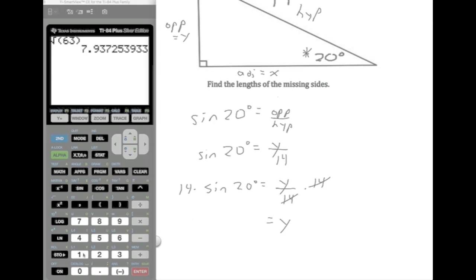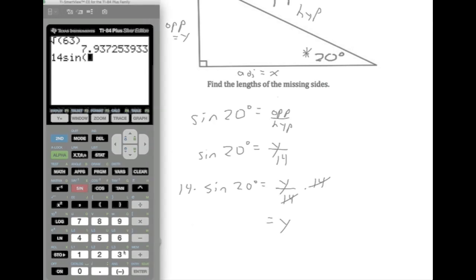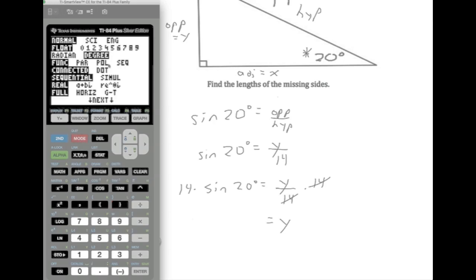So now we have to do 14 sine 20. And now I need to check something. You have to check to make sure you're in degrees mode rather than radians mode. So in this calculator, I would go to mode, and I can see I'm in degrees mode, not radians mode. So make sure you're in the right mode on your calculator.